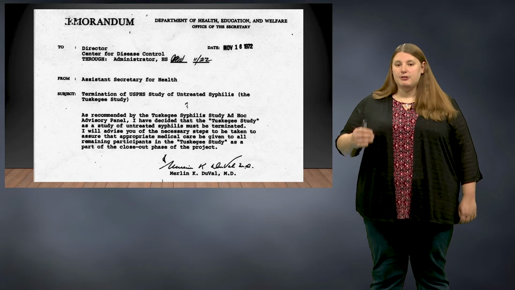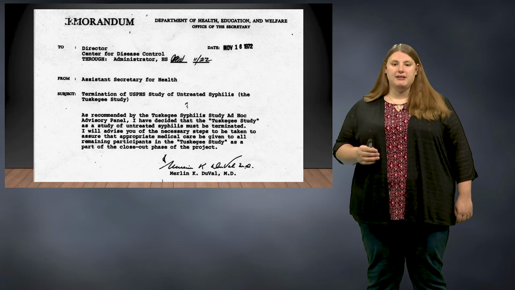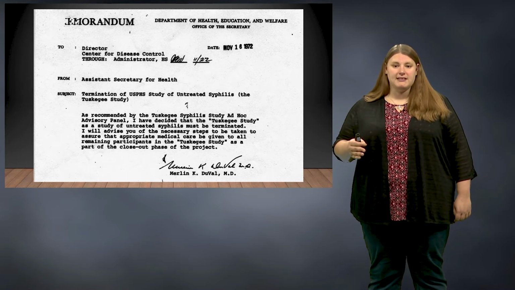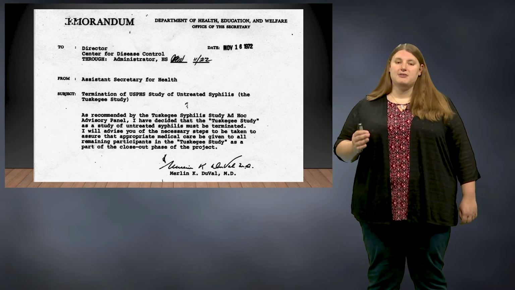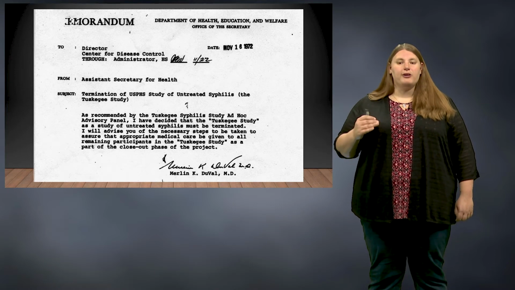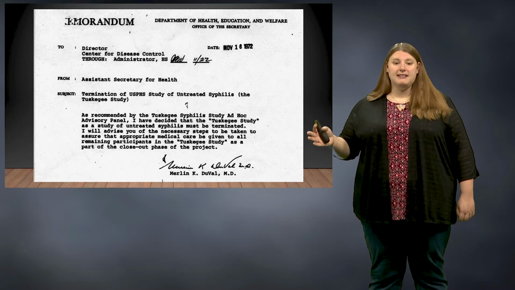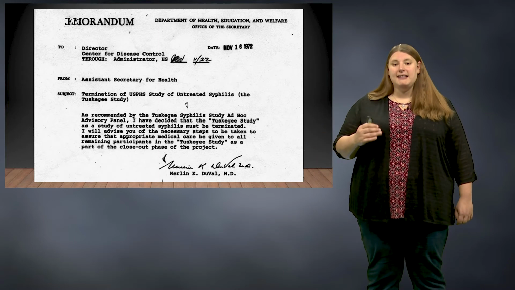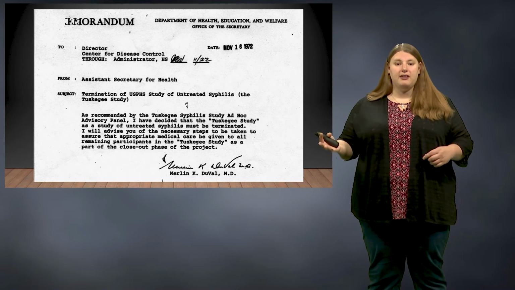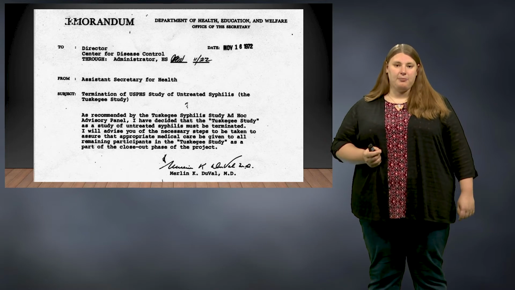By the time the study was shut down, 28 of the original participants had died directly from syphilis, and 100 were dead from syphilis-related complications. 40 wives had been infected by their continually contagious husbands, and 19 children had been born with congenital syphilis because of the infections of their parents.